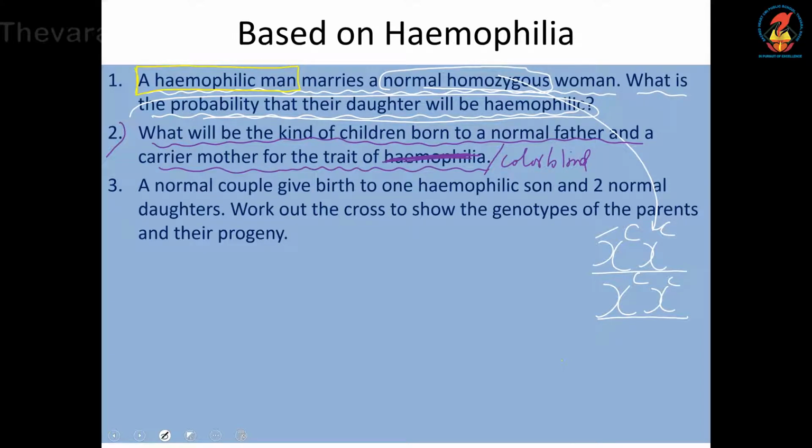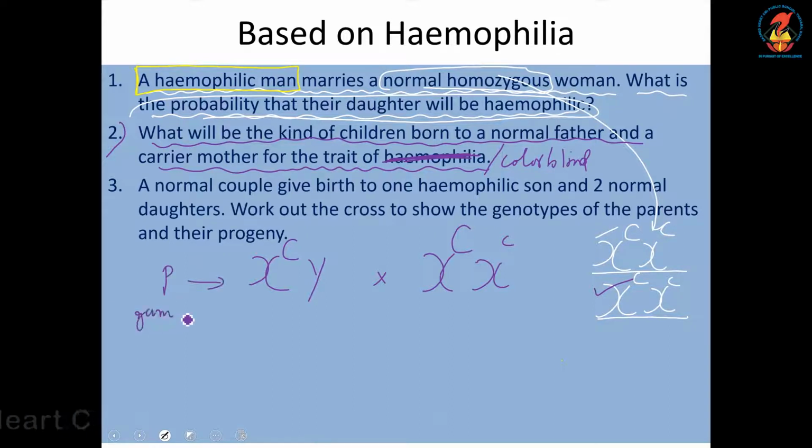So, once again the question goes like this: what will be the kind of children born to a normal father and a carrier mother? Clearly normal father, there is only one option, X capital C Y, cross with what mother? Carrier mother. We know the carrier mother is this option we have to go: X capital C, X small c. Okay. So, we are going to see what type of children are born to these parents. Ready? Gametes.